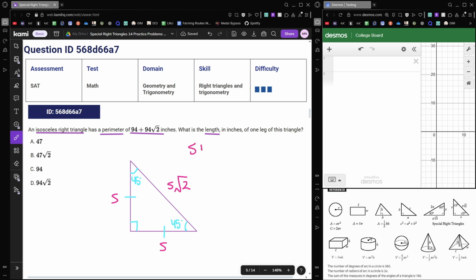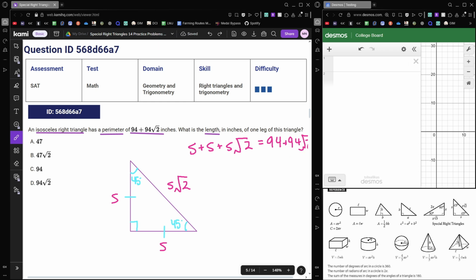We would do s plus s square root 2, and that would be equal to 94 plus 94 square root 2. Okay, that cut off, but the goal here is to get s by itself. Now you could do this by hand, but you would end up having to divide by square root 2, and then you would have to rationalize, and that's a whole bunch of work, so instead, let's put it in Desmos.